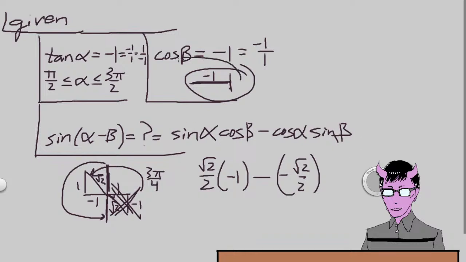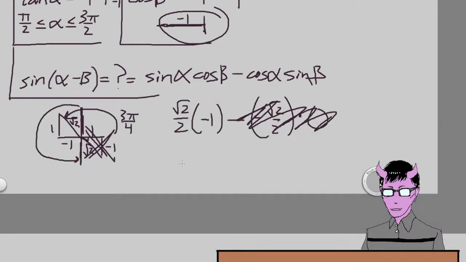Sine of beta, that's basically this one. This is a collapsed triangle with a 0 opposite, so this whole thing is 0. So final answer, negative root 2 over 2. Should be good.